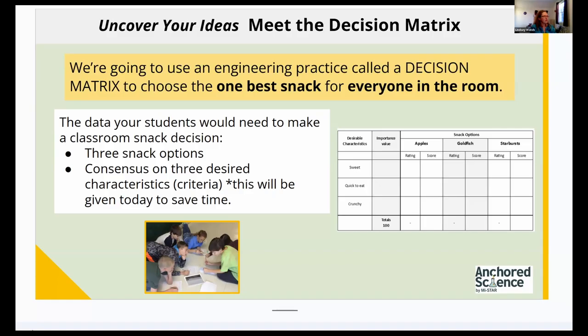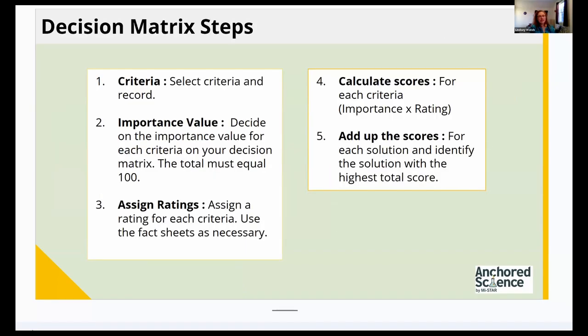And then during the lesson, they march out the steps of a decision matrix, which are fairly straightforward. You pick your criteria and you put those in your table. You choose an importance value. We recommend that it's out of 100, but there's some math involved. So we do suggest that you tell your students, make those numbers end in 0. You could do 1 out of 10. There's some ways you can simplify depending on the math skills of your students. The next step, number 3, would be assign the ratings for each of the criteria.